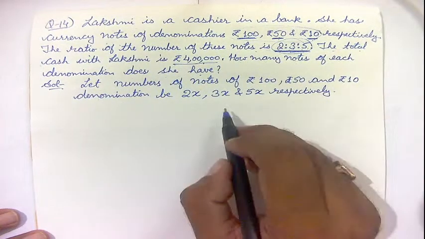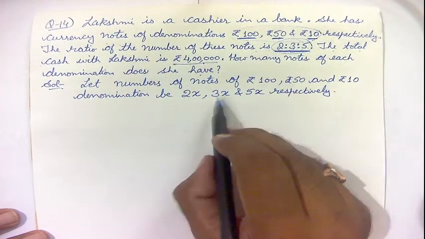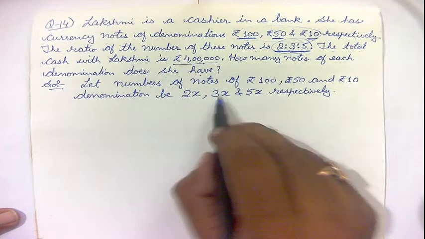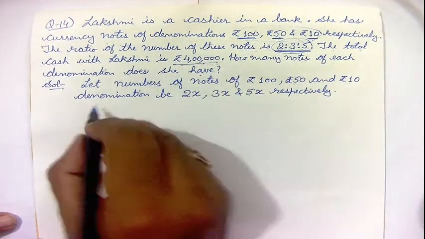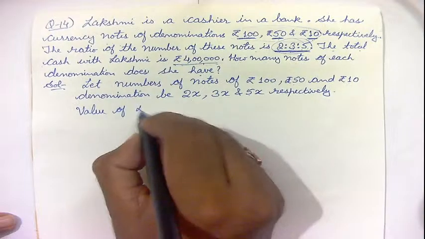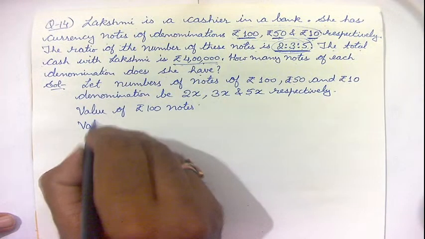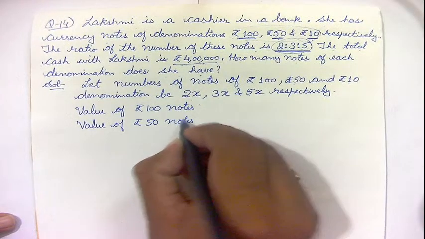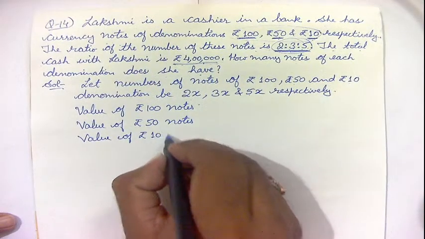So these are the number of notes. 100 rupee notes, there are 2x in number. 50 rupee notes, they are 3x in number, and 10 rupee notes, they are 5x in number. Now we are also given that the total amount is 4 lakh. Now total amount to calculate, we first need the value of rupees 100 notes, the value of rupees 50 notes and the value of rupees 10 notes.